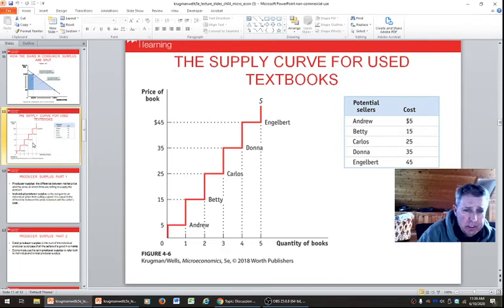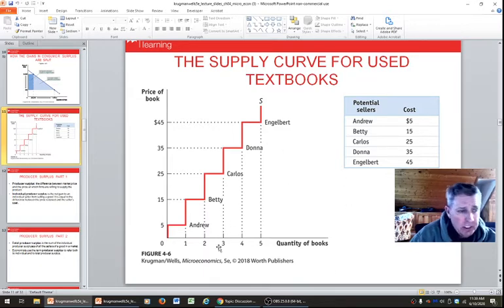So here's the supply curve for used textbooks. These are the potential sellers, and we're going to look at their surplus. Engelbert is willing to sell his book at $45.